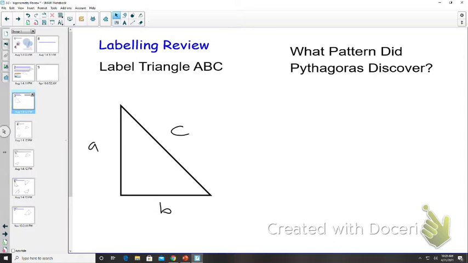Does anybody remember the Pythagorean theorem? A squared plus B squared equals C squared. Exactly, perfect. So A squared plus B squared is equal to C squared. And that's exactly related to what Logan had mentioned, that the hypotenuse must be the longest side. Yeah, for sure. So that is the pattern that Pythagoras did discover. Very good.